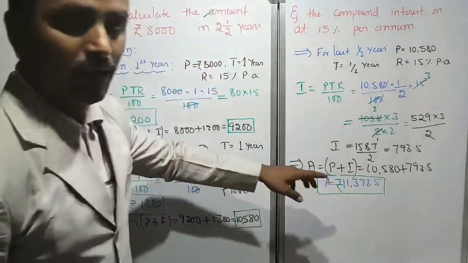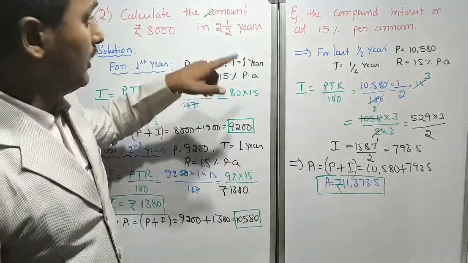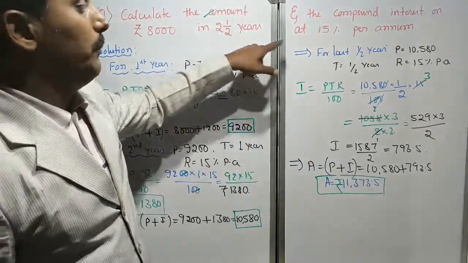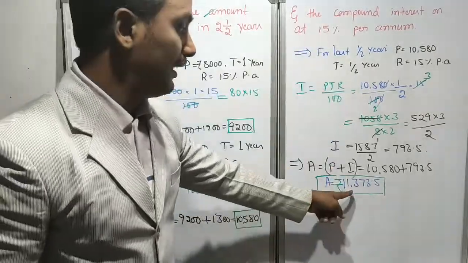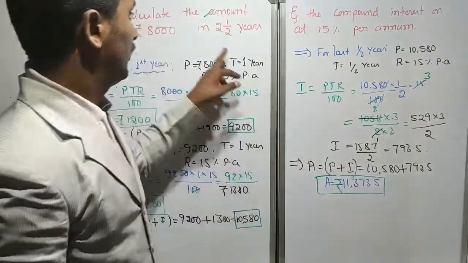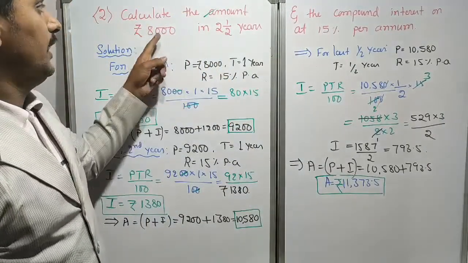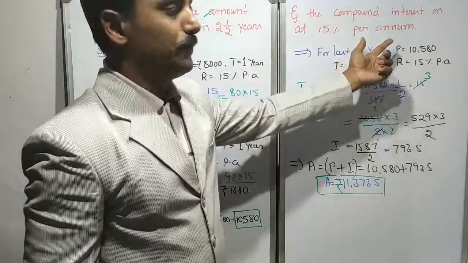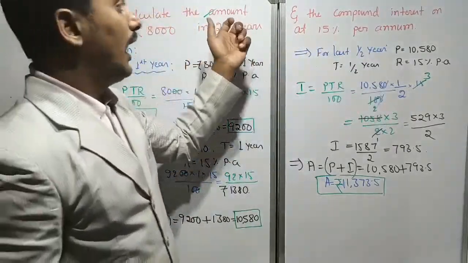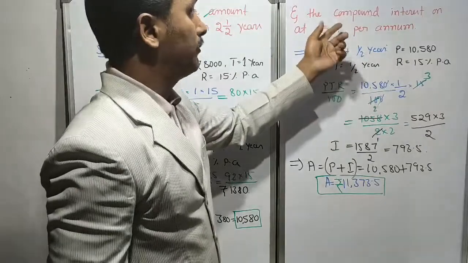11,373.5 is the amount at the end of the 2.5 years. I am paying by calculating the compound interest. The amount 11,373.5 for 8,000 principal. At the beginning how much did I collect? 8,000. Rate of interest 15% per annum for 2.5 years. I am finding it by compound interest.